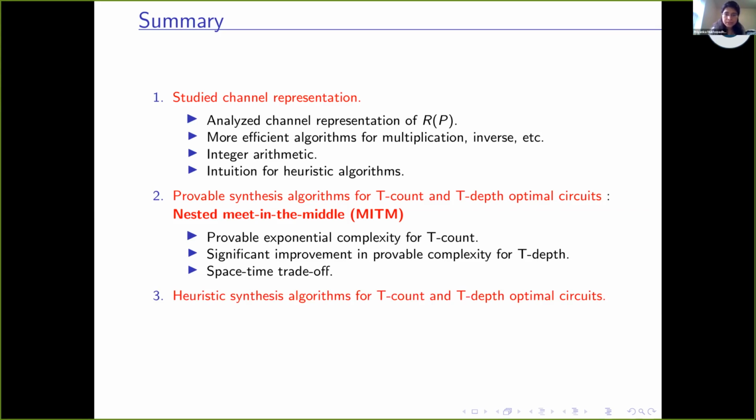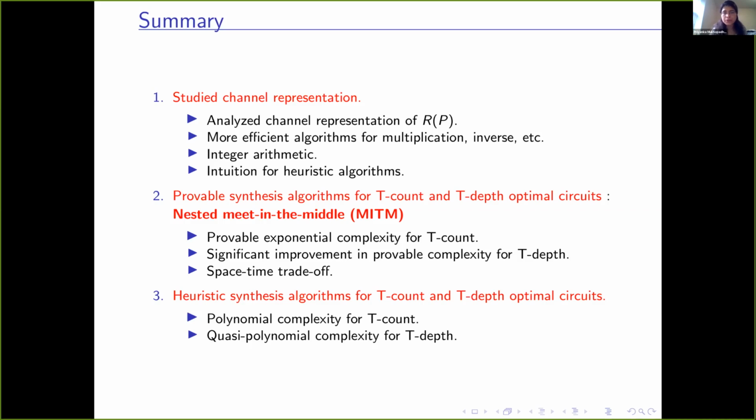We designed heuristic synthesis algorithms: a polynomial complexity algorithm for synthesizing Tcount optimal circuits, and a quasi-polynomial complexity algorithm for synthesizing Tdepth optimal circuits.